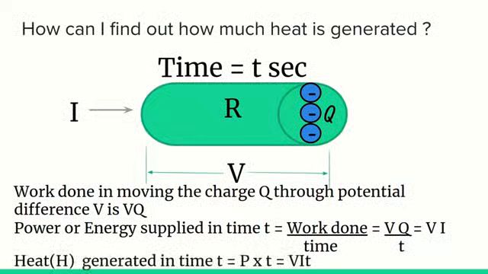Similarly, the heat generated in time t seconds is VIT, that is power into time. So you have power which is VI into time t. So the heat generated is VIT.